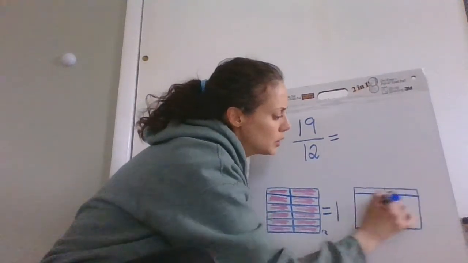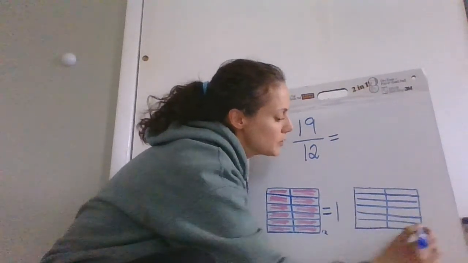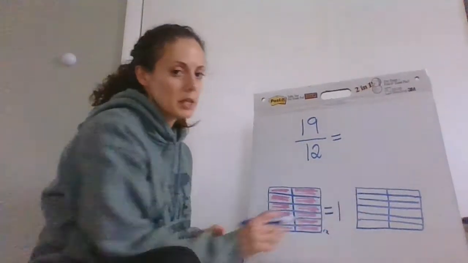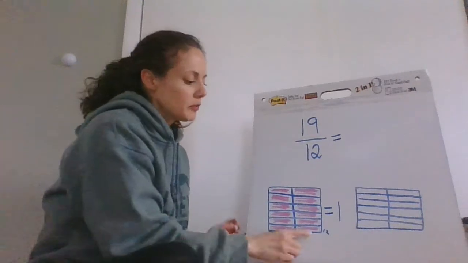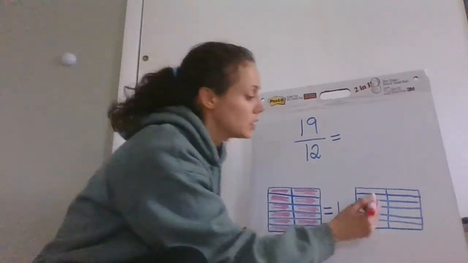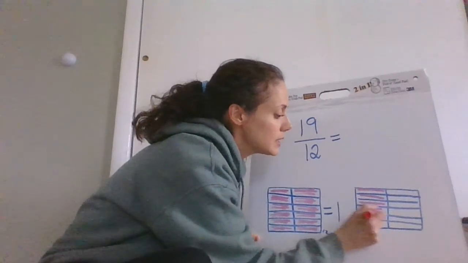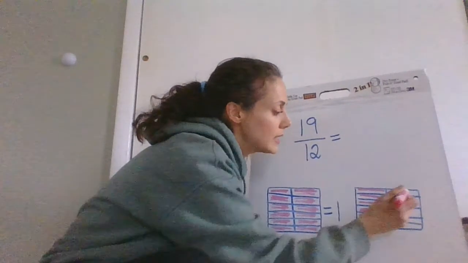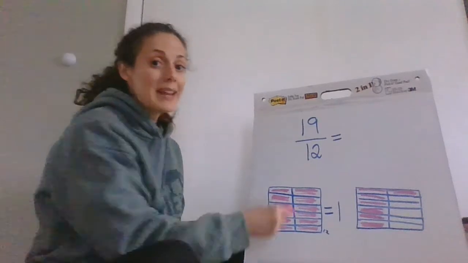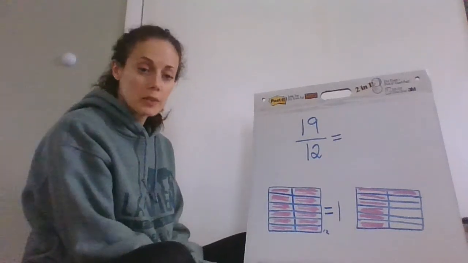1, 2, 3, 4, 5. So now it's cut into 12 equal parts, right? 6 on either side. So because I left off here at 12, I'm going to count starting with 13 to color in over here. So I have 13, 14, 15, 16, 17, 18, 19. Okay, so now I'm showing 19 parts when the diagrams are cut into 12 equal parts.